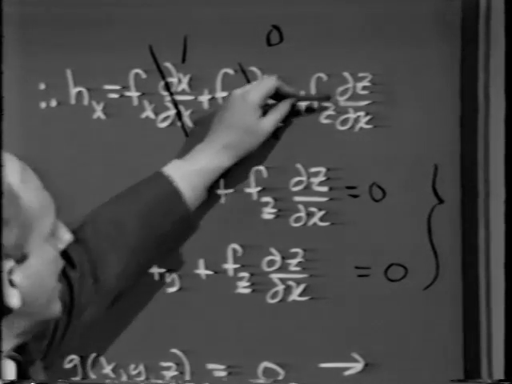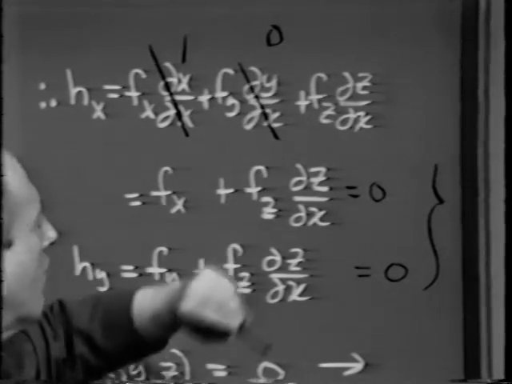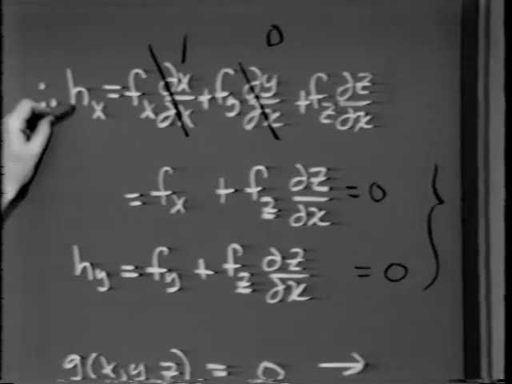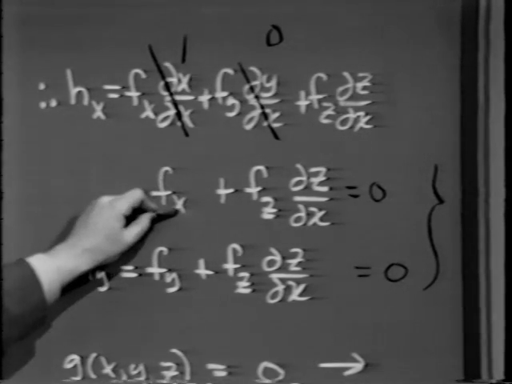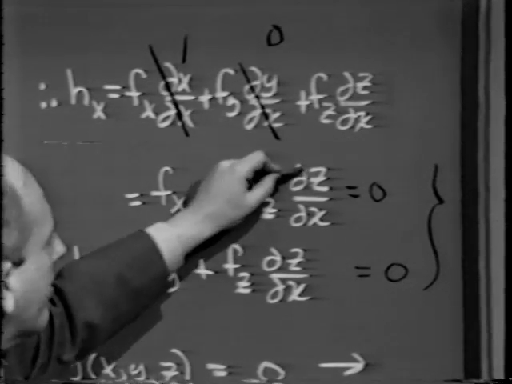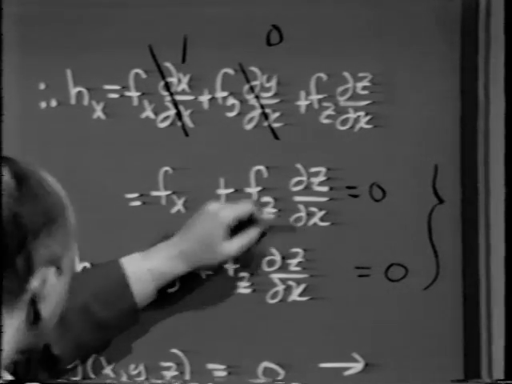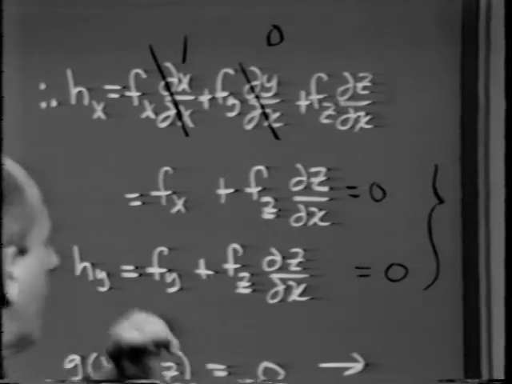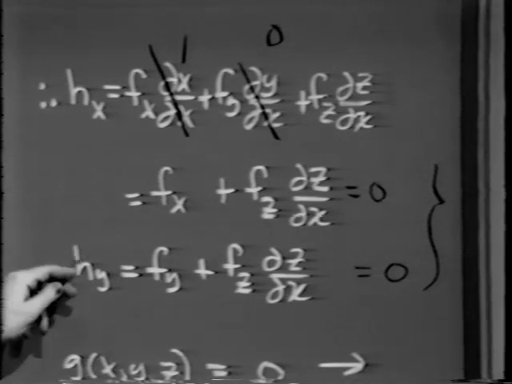And finally, given that z is k of x, y, we can compute the partial of z with respect to x. And so what we wind up with is that the partial of h with respect to x is the partial of f with respect to x plus the partial of f with respect to z times the partial of z with respect to x, and we must set that equal to 0. Again, leaving the details to you as a review of the chain rule.